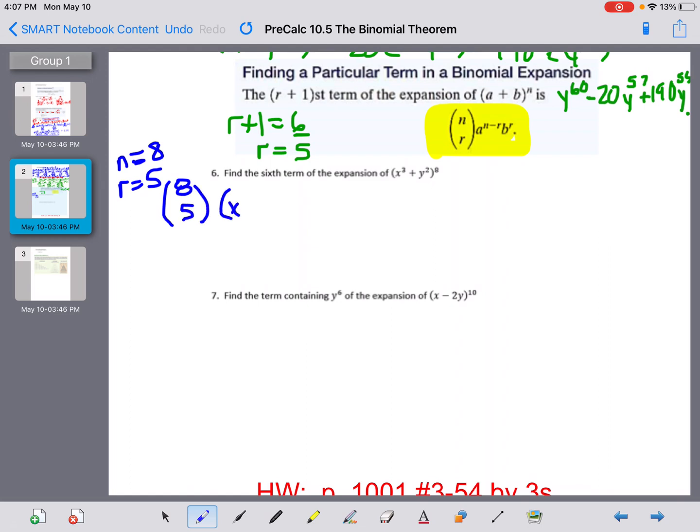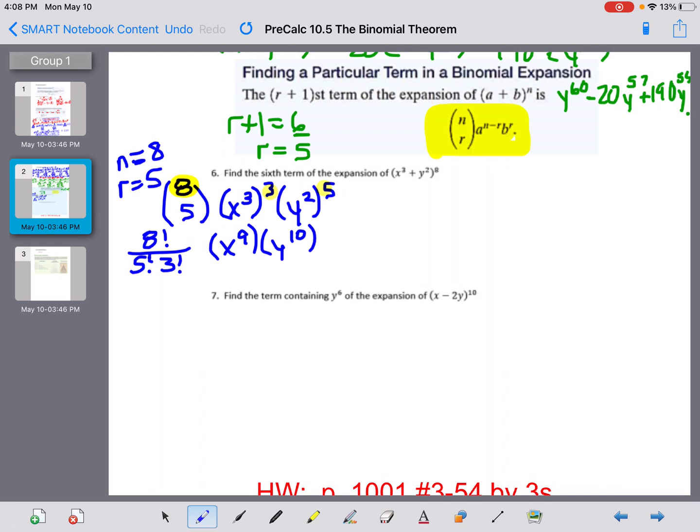I'm going to have my first term to the n minus r, so I subtract 8 minus 5, it's going to be to the 3rd power. And then my second term of y squared to the r power, or the 5th power. And remember that these 2 powers need to add up to how many we have all together every time. Okay, so 8 above 5 tells me that I'm doing 8 factorial over 5 factorial. The difference of that is 3 factorial. And I'm going to take y to the 9th and y to the 10th when I do power to power there.